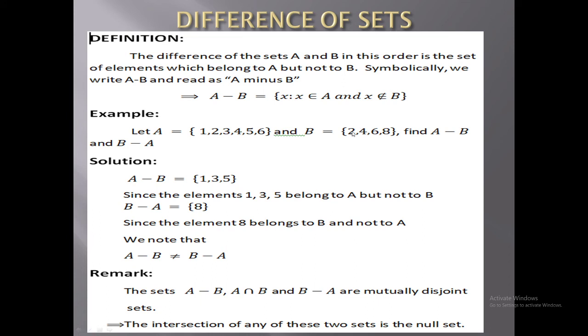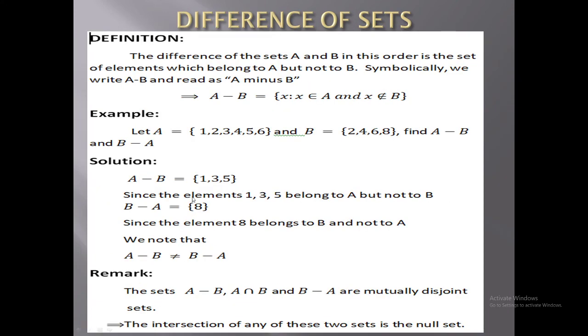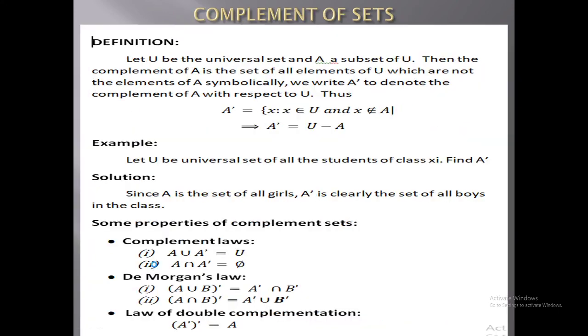B − A is: 2 belongs to B but it belongs to A also. 4 belongs to B and it also belongs to A. If we take 6, it belongs to B and A also. If we take 8, it belongs to B but does not belong to A. So B − A must be only the element 8. Okay. So A − B does not equal B − A. So in difference we don't have the commutative law, I think.